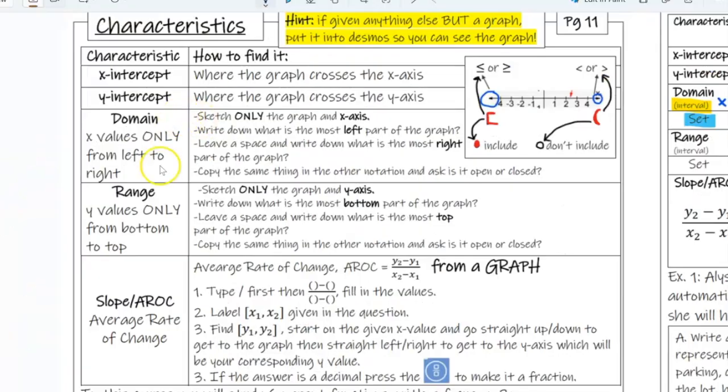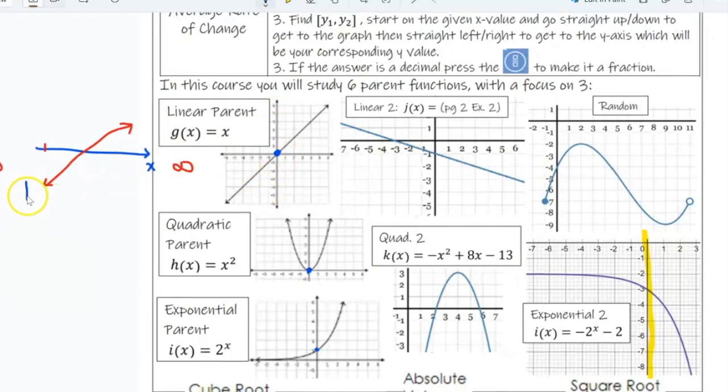So the next thing we're going to take a look at is the range. So domain, we're looking at our X values, and X goes from left to right. You're going to draw a horizontal line, right? But when we're looking at range, we're looking at our Y values. So Y values is from the bottom to the top. So it says sketch only the graph and the Y axis. So again, I'm going to go ahead and sketch the graph.